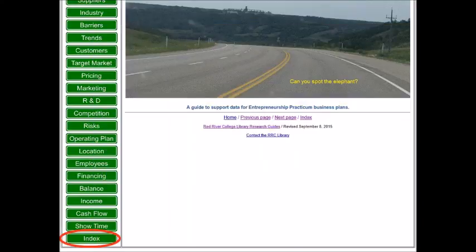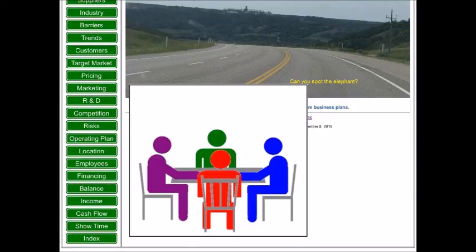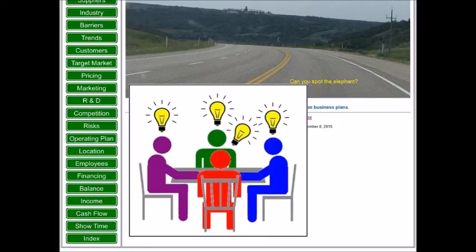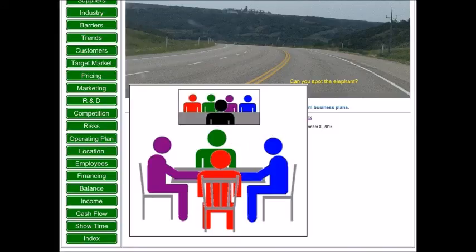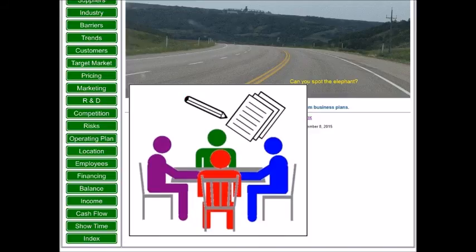Over the next few months, your EP team will be gathering information from several sources for your business plan. You will be drawing on the knowledge, experience, and ideas of your team members. You will be interviewing entrepreneurs and other knowledgeable people for advice and information about your chosen business sector. And you will be carrying out surveys to gauge potential customer interest in your product or service.